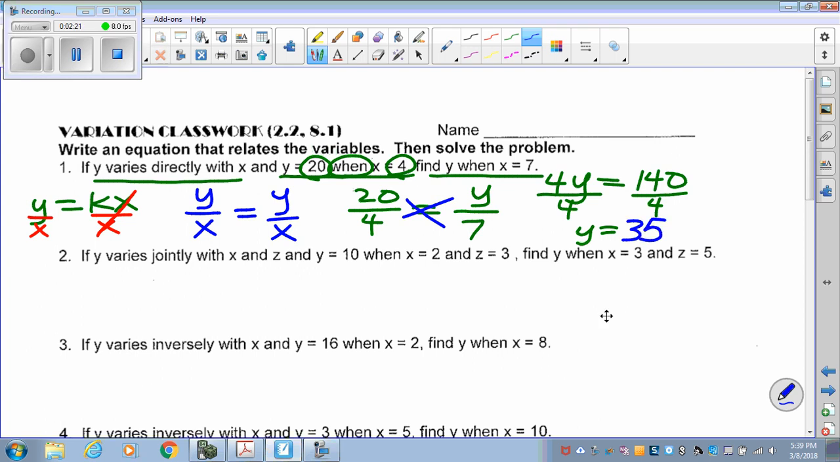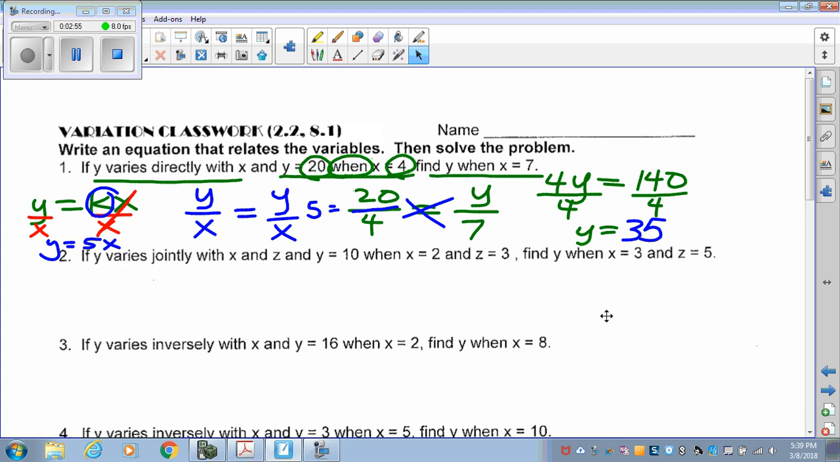Okay. If I wanted to write my equation now that I know what y is, well, let's see. What's my constant? If I wanted to know what k is, well, I just look over here. I've got 20 divided by 4, so that's equal to 5. All right, so 5 is my constant. So I could write this equation as y equals 5 times x.